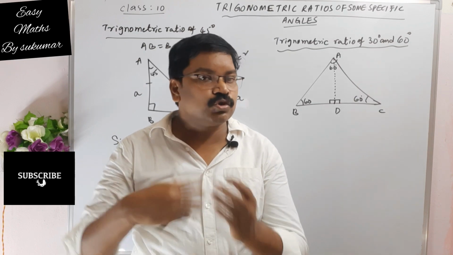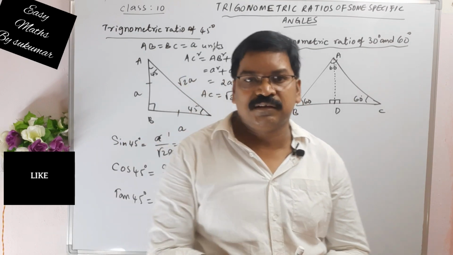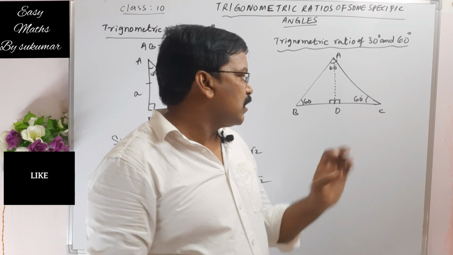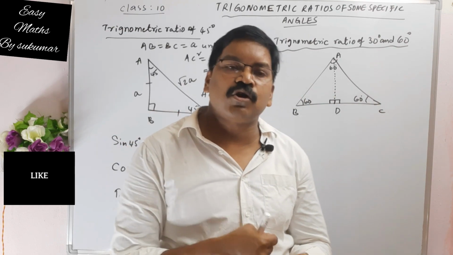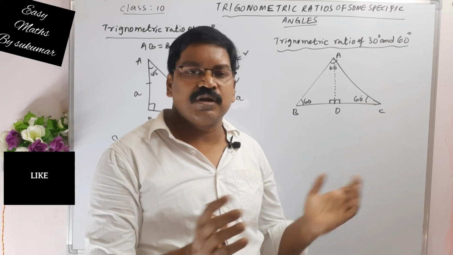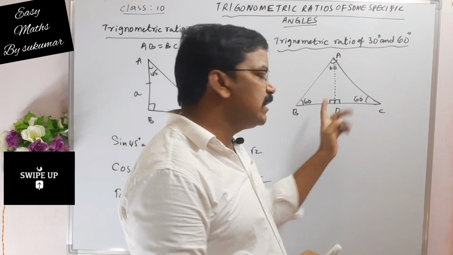See my dear students, as I told you in the previous videos, an altitude of an equilateral triangle is also the median of the triangle. We proved it there. How did we prove it? We proved that triangles ABD and ACD are congruent. If two triangles are congruent, then according to CPCT, BD and DC are equal.